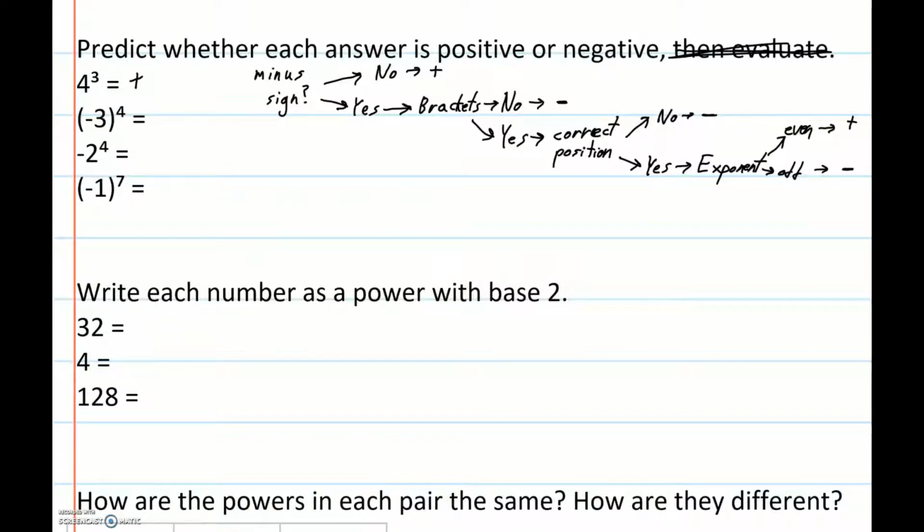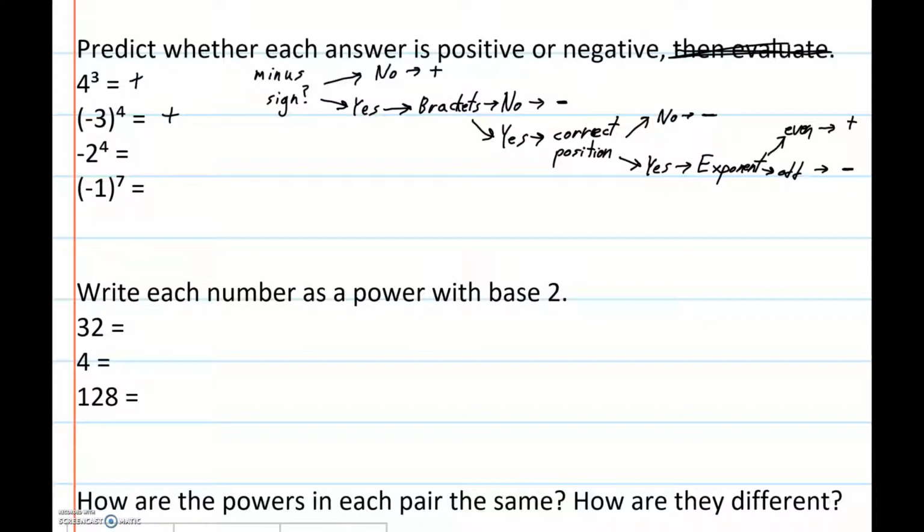Okay. Now I need to answer this question. Yes, this is the only position where it would be correct. If the brackets were like this, or like this, then it would be in the wrong position. Okay, in which case it would be negative. Okay, so it is in the correct position. Now we go to the exponent. Is it even or odd? In this case it's even, so we can add a little plus sign.